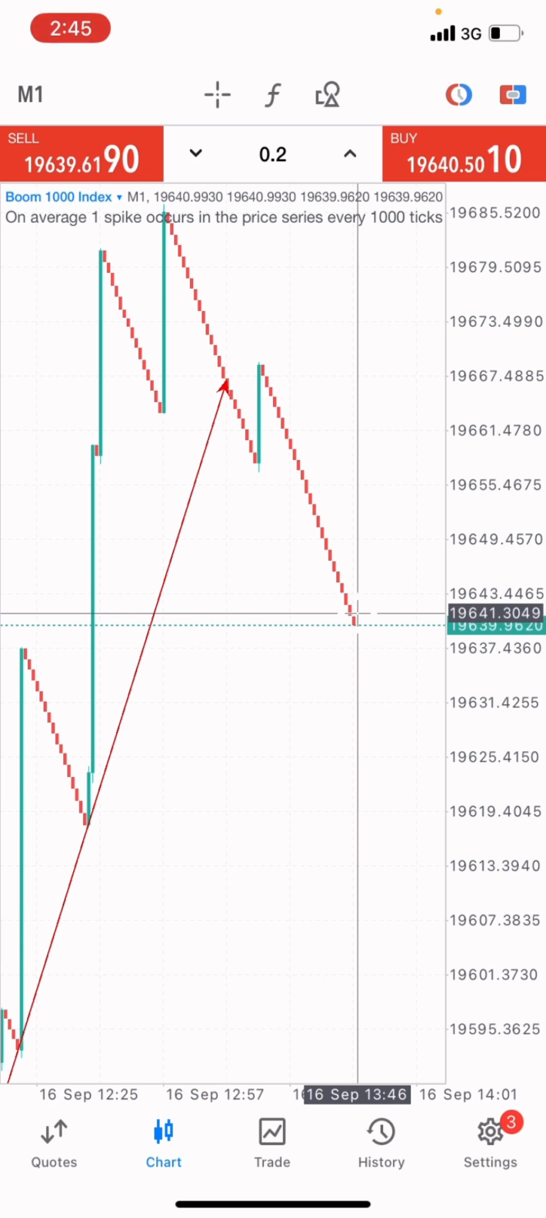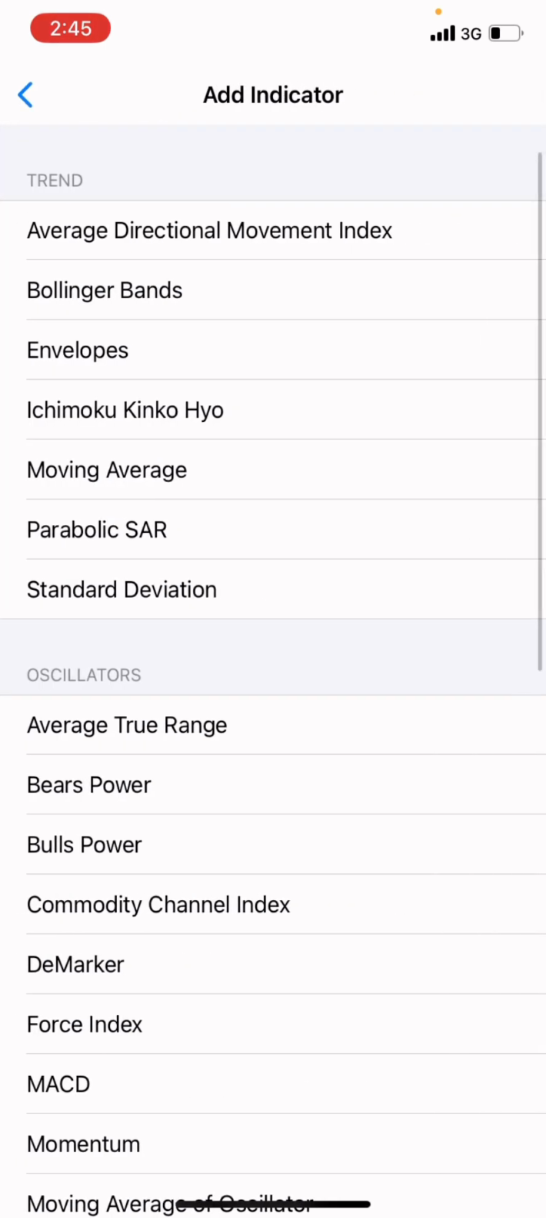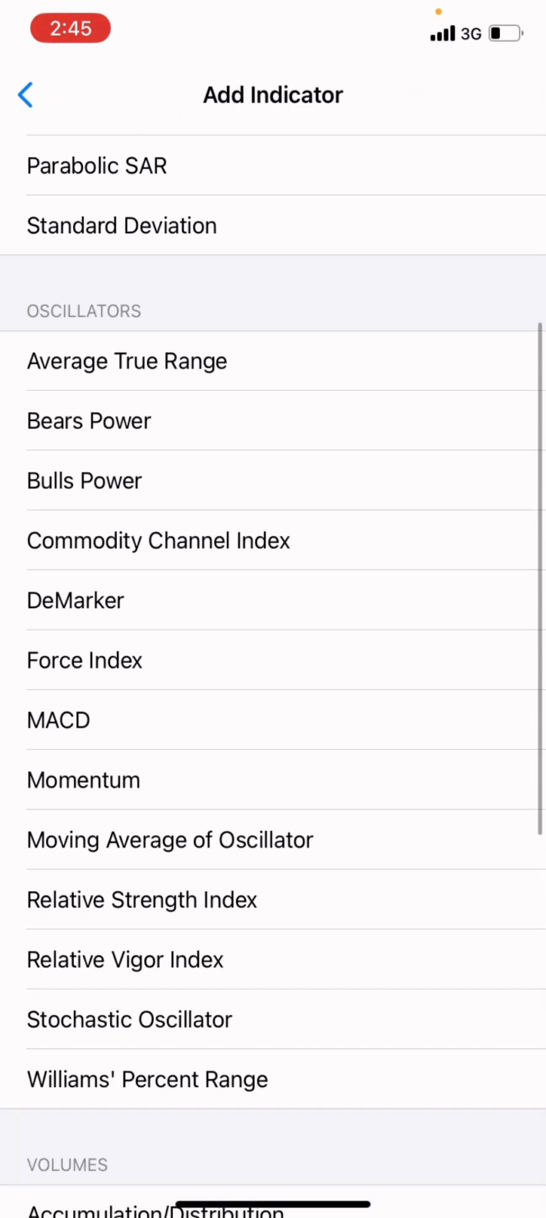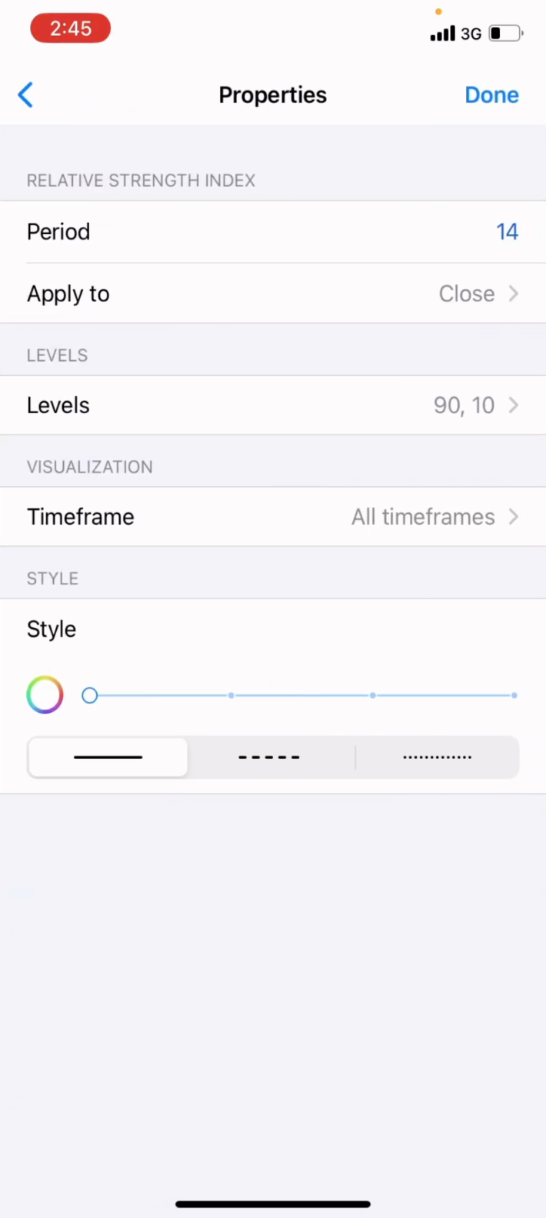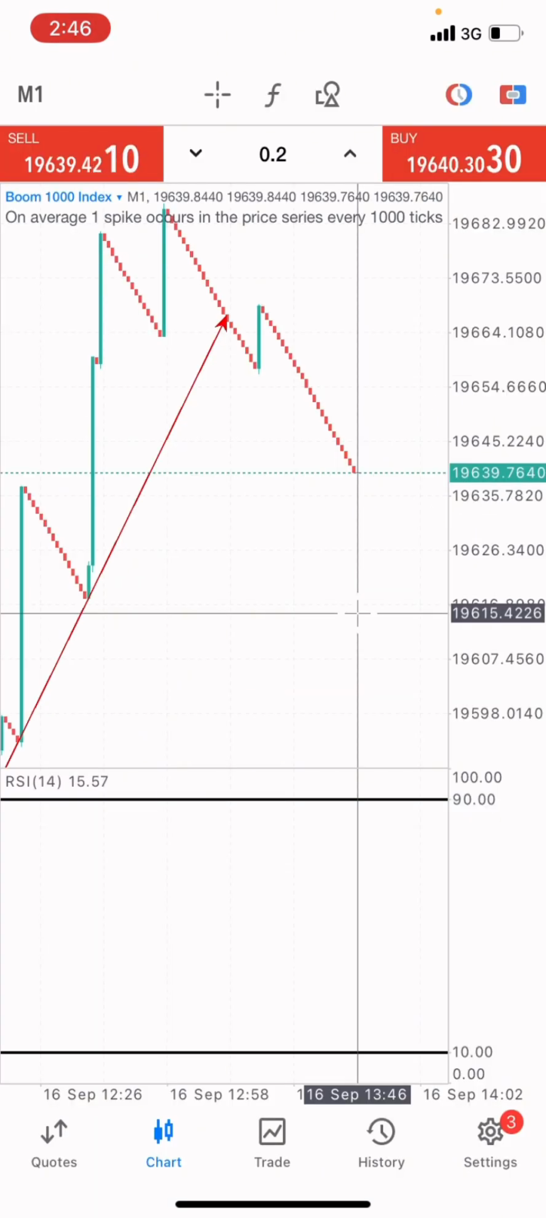All right, so while we're waiting for this spike to come into the market, just to confirm this to you guys, we're going to put on indicators into our chart. I'm going to put on the RSI indicator, period 14, level 90, and the level of 10. You put this white line here, then you click on done.